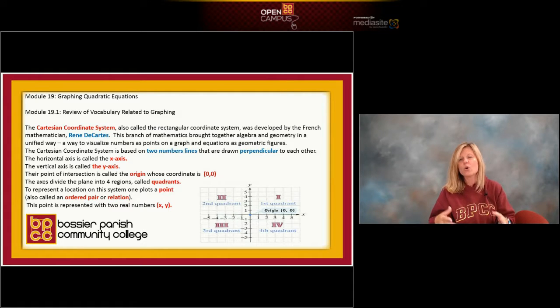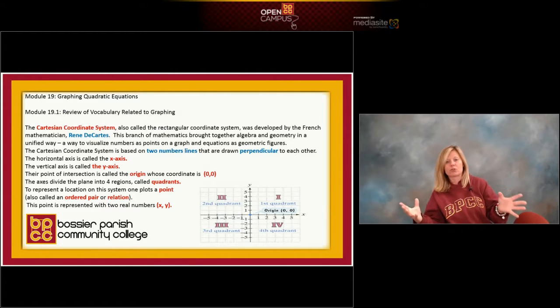The Cartesian coordinate system was developed by a French mathematician named René Descartes, hence where we get the word Cartesian for his last name, Descartes. He is the first mathematician that brought geometry and algebra to life visually by coming up with this whole idea of graphing, of drawing pictures.